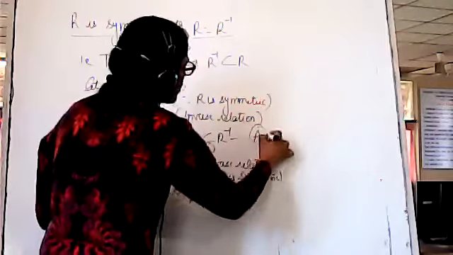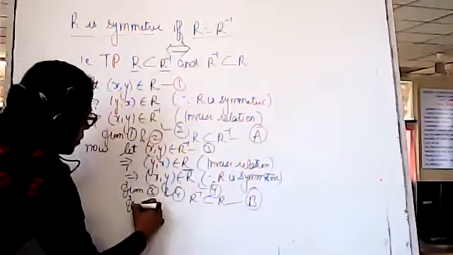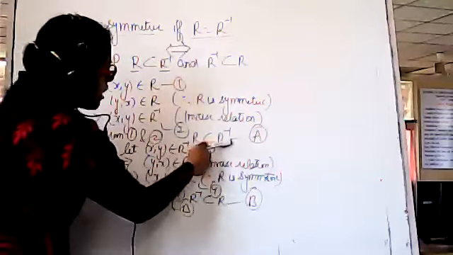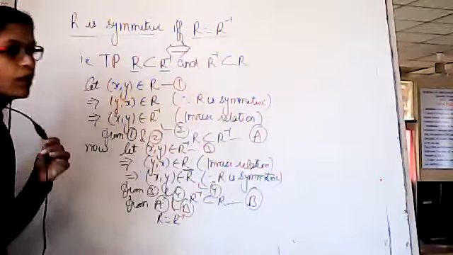Let it be equation number A, let it be equation number B. From A and B, R is a subset of R inverse. R inverse is a subset of R. We get R is equal to R inverse.